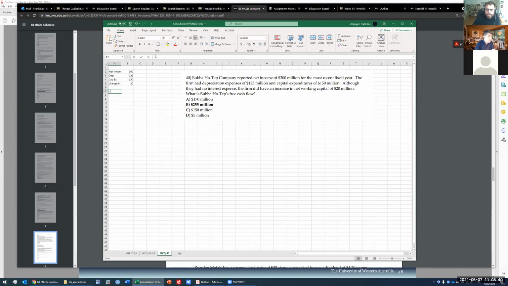So in this case, it's going to be 300 plus 125 minus 150 minus the change in net working capital of 20, which is 255, right? That's free cash flow. Free cash flow equals net income plus depreciation minus capital expenditure minus the change in net working capital. And net income equals revenue minus cost minus depreciation, times one minus tax. Okay, hopefully that is clear, which is why we get that answer. Thank you.